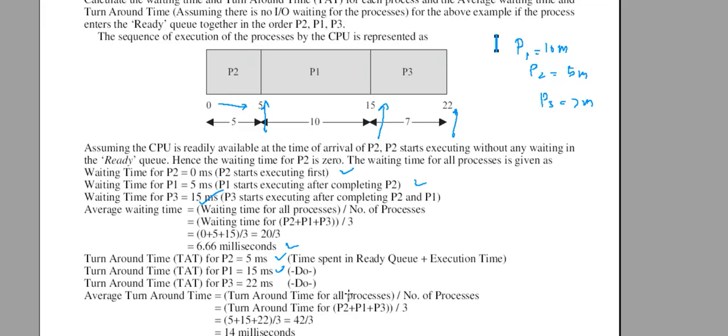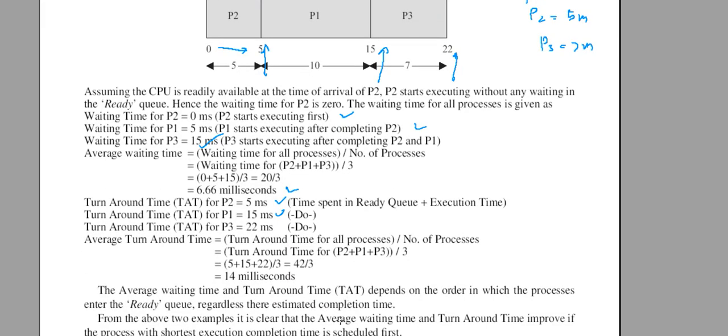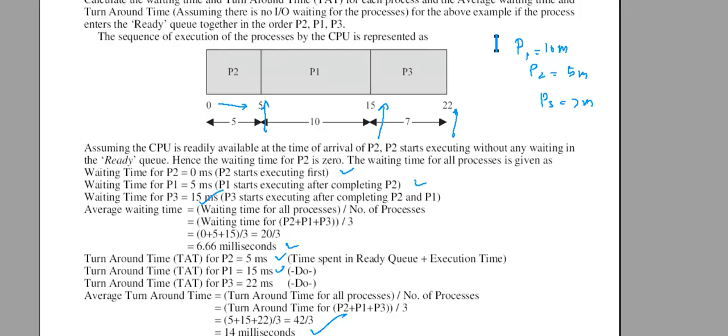So then average turnaround time, you have to add all these three: 5 plus 15 plus 22 divided by 3, it is 14 millisecond. This is the second example, but the order of execution is P2, P1 and P3.